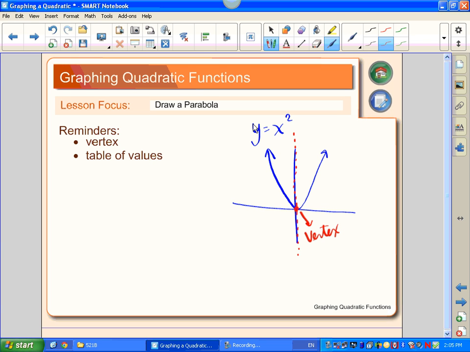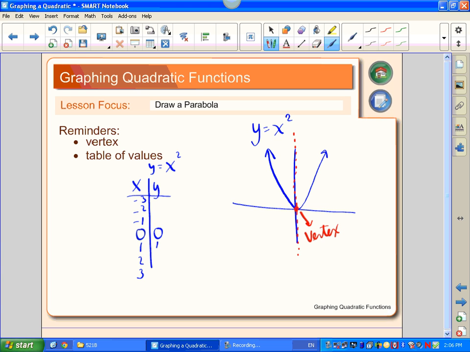If I was to create a table of values, remembering that y is equal to x squared, I pick a value for x, I'm going to say 0. Y is going to be 0. I always put that vertex in the middle of my table of values because it is the point that's symmetrical on either side. So I'm going to pick numbers to the right of 0 and numbers to the left of 0. And if I put a 1 in, 1 squared is 1.